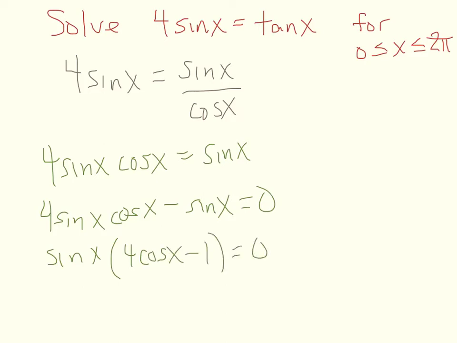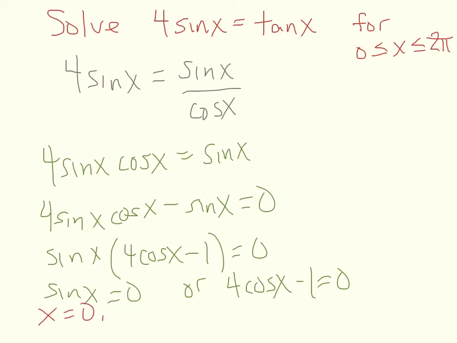And now we use the zero product property. We know that sine x equals 0, or 4 cosine x minus 1 equals 0. And from here, we can find the values of x that make this true. So let's start with the more straightforward one, sine x equals 0. What values of x are going to give us a sine that's equal to 0 between 0 and 2 pi? Well, that's going to happen when x equals 0, when x equals pi, and when x equals 2 pi.